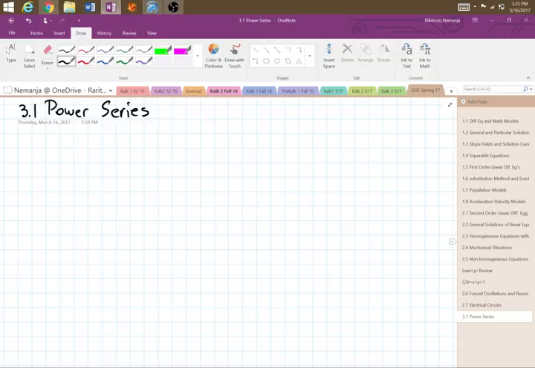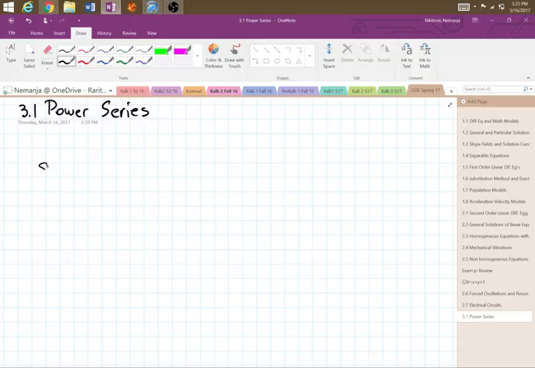Now let's take a look at the definition of power series and how to solve differential equations with them. This is some of the really awesome stuff. We first need to understand what a power series is. That's all the same stuff as in Calc 2.